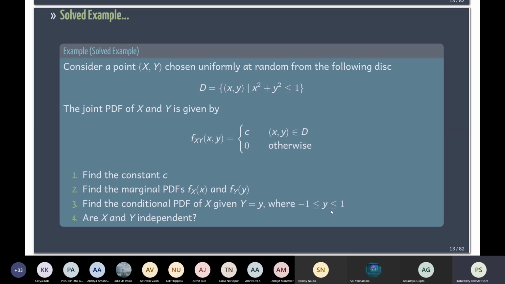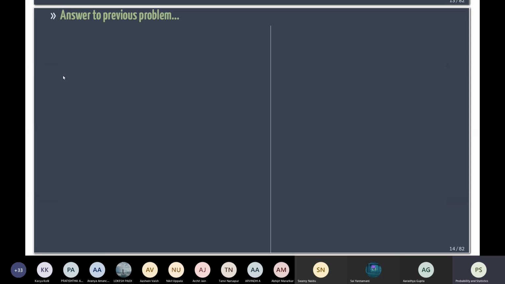Okay, so to find the constant C, what will you do? To find the constant C, what property am I going to use? Well, I know that the integration of this PDF over the whole defined range, in this case it's D, is going to be 1. So then I know what to do to find the constant, right? So the first part of the question is to find the constant.